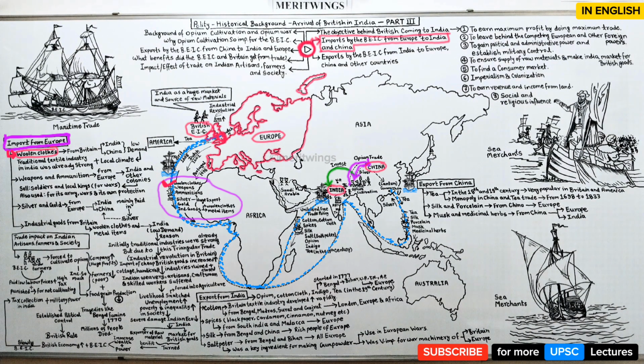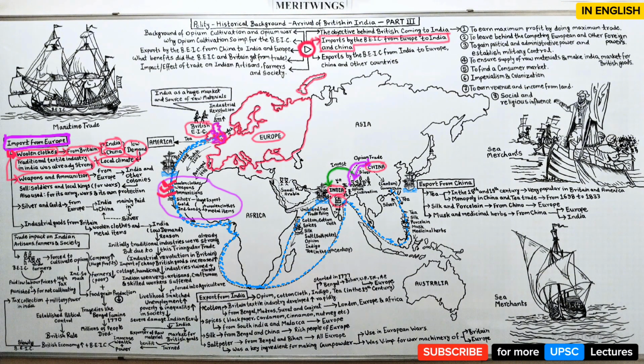Friends, at this time, the British East India Company used to bring woolen cloths from Britain and sell them in the Indian and Chinese markets. But the demand for these items was low here, because the traditional textile industry in India was already strong at that time, and woolen cloths were also not suitable for the local climate. Therefore, their sale in India was limited and was not so much that the British East India Company could do proper business in India with the profit obtained from it. Okay? The second import item included in this is import of weapons and ammunition.